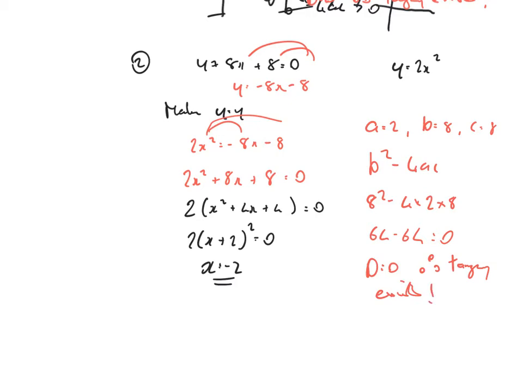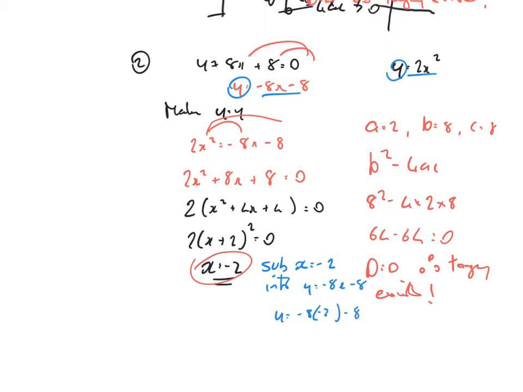Okay, point of contact. Well, I've got the x coordinate, and to get the y coordinate for the point of contact, put it into an equation for y. I've got that one, or I've got that one, it doesn't matter. So just sub it into one, you'll get the right result. I'm going to sub x equals minus 2 into y equals minus 8x minus 8. So that's y equals minus 8 bracket minus 2 minus 8. That's 16 minus 8, and that is 8. So my point of contact then: the x coordinate is minus 2, and the y coordinate is 8.